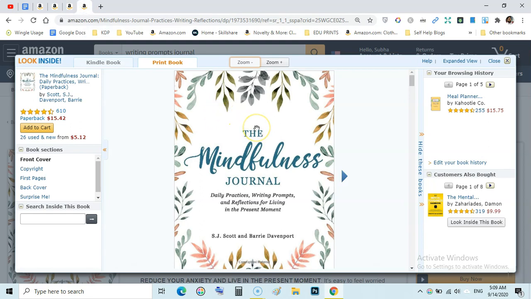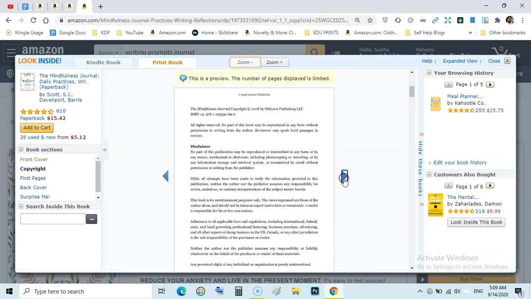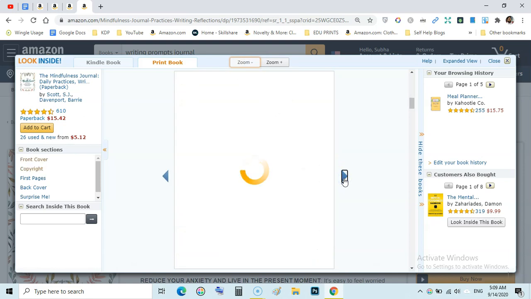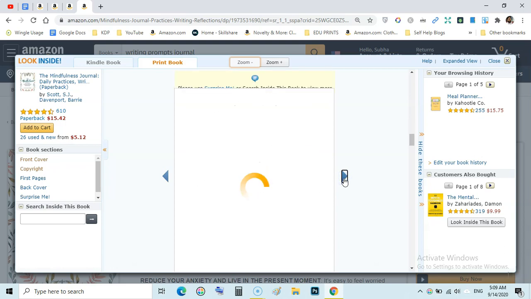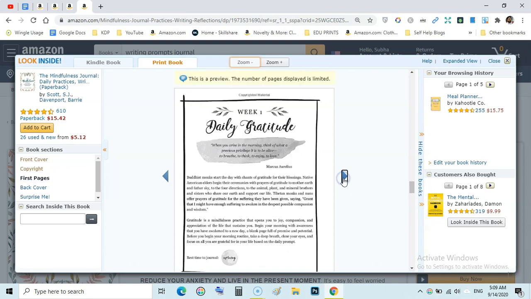The fourth one is a mindfulness journal. So let's have a look if it shows the interior. Yes, it does. You can see here there is also text in it, and this is why we also call it a low content book. It seems to be a heavy content book, but it can also be a low content book as well.